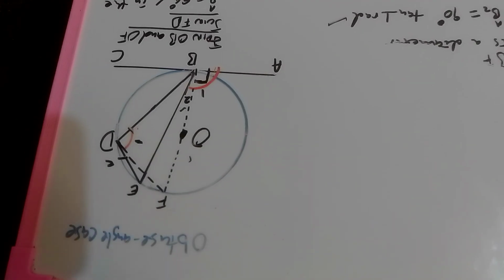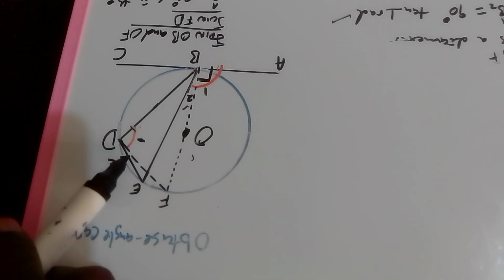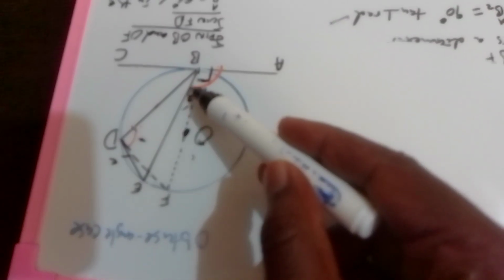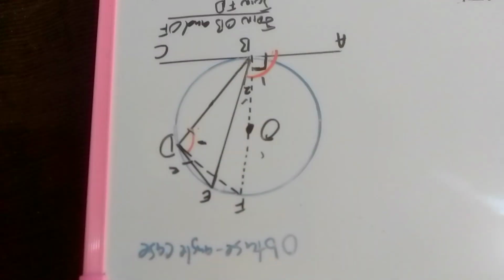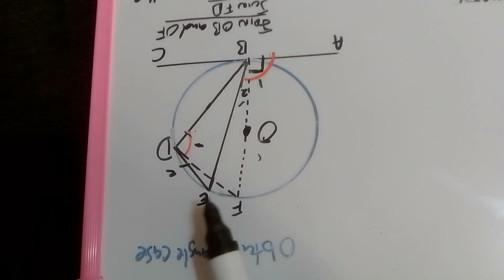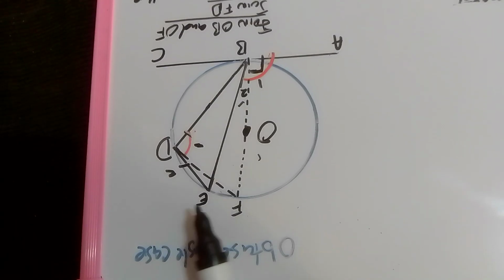Anyway, I was about to show you that angle D2 here and angle B2 here are equal. However, due to the way I drew the diagram, it's not very clear. That's what I want to show you. So here I will draw a separate diagram.